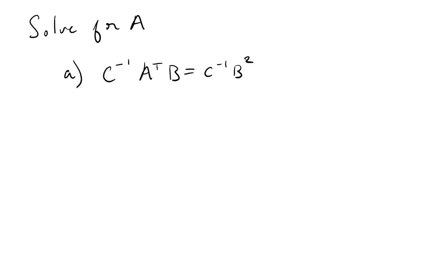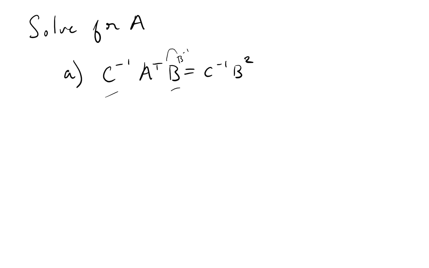So the idea is that I'd like to have only A on the left hand side. First thing I want to do is get rid of matrix B here and the C inverse. Let's start with the B. To get rid of B, I need to multiply by its inverse, but I need to multiply on the right hand side. It's very important.